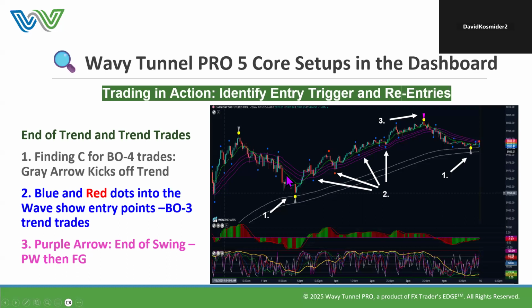You might want that extra confirmation. So this is 2, all of these buy points. And then number 3 is the purple arrow, which is the end of the swing. And then we start all over again. We go back to the PW fill the gap.